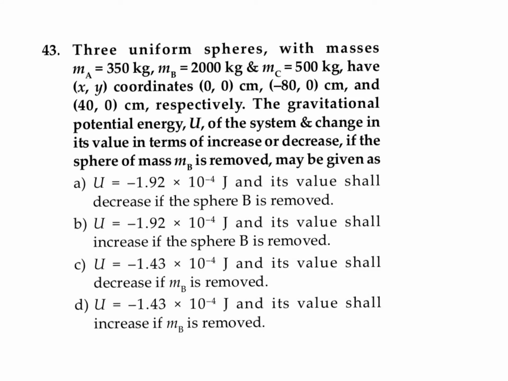In this question, it is given that three uniform spheres with masses Ma = 350 kilogram, Mb = 2000 kilogram, and Mc = 500 kilogram have the xy coordinates (0, 0), (-80, 0), and (40, 0) centimeter respectively. The gravitational potential energy of the system and the change in its value, in terms of increase or decrease, if the sphere of mass Mb is removed, may be given as.